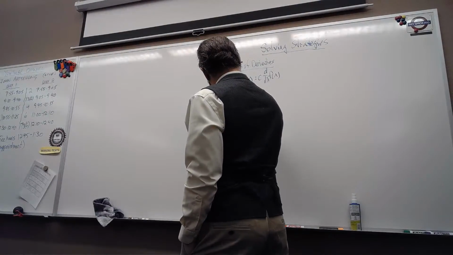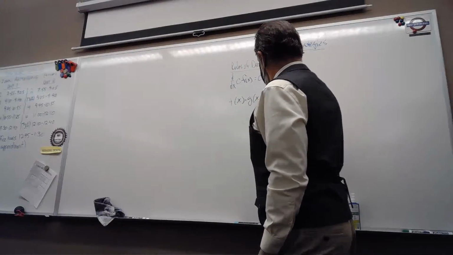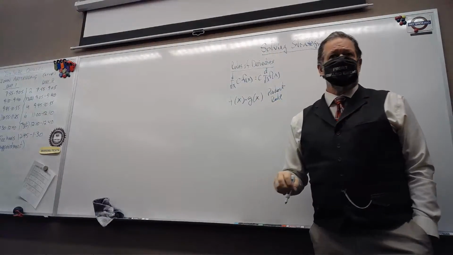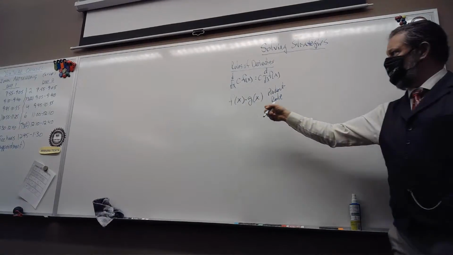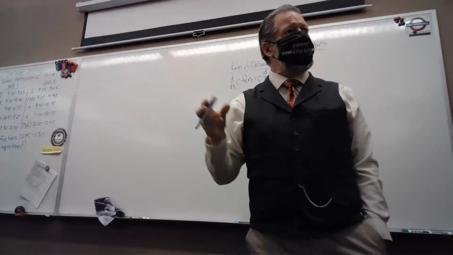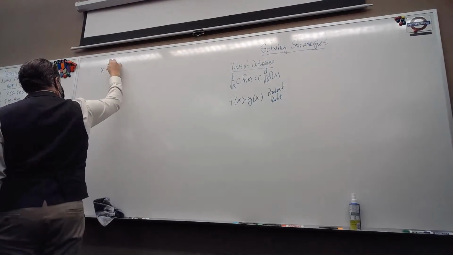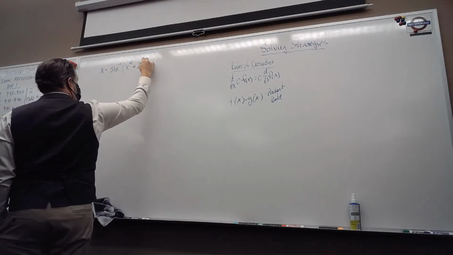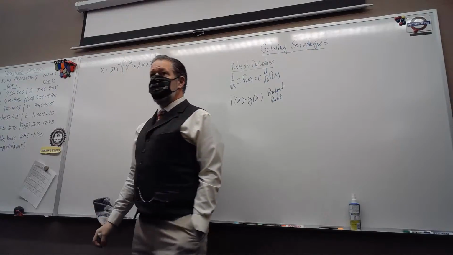f of x times g of x. Obviously, this is the product rule. The example I gave you earlier, where people usually forget this, is when you have a really simple function multiplied by a really complicated function. x times arc sine of (x squared plus 2x plus 3) raised to the fourth power.